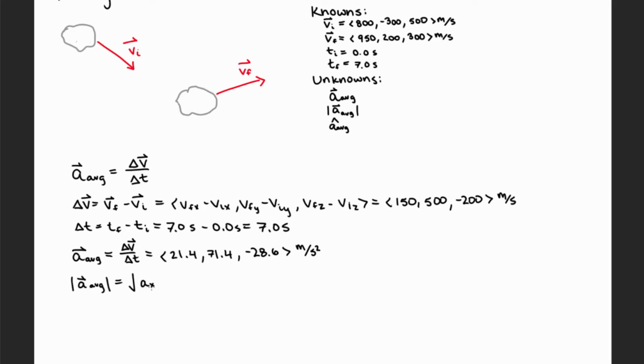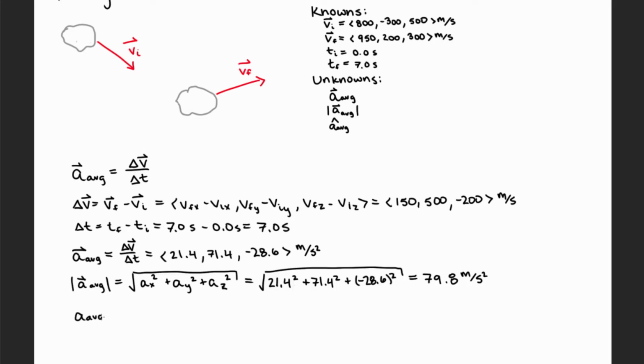As you may know, the magnitude of any vector is the sum of the components squared, square rooted. To find the unit vector, we will take the average acceleration vector and divide it partwise by its magnitude. As you can see, the unit vector's magnitude is always equal to 1, and it does not have units.